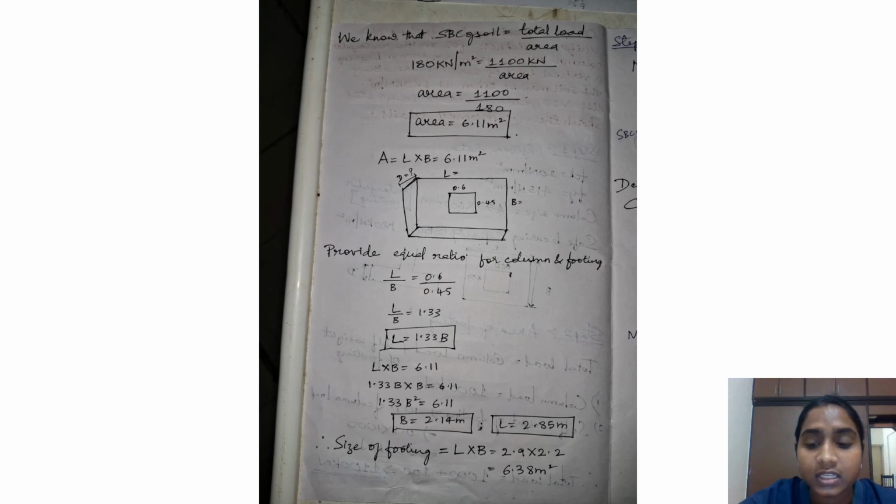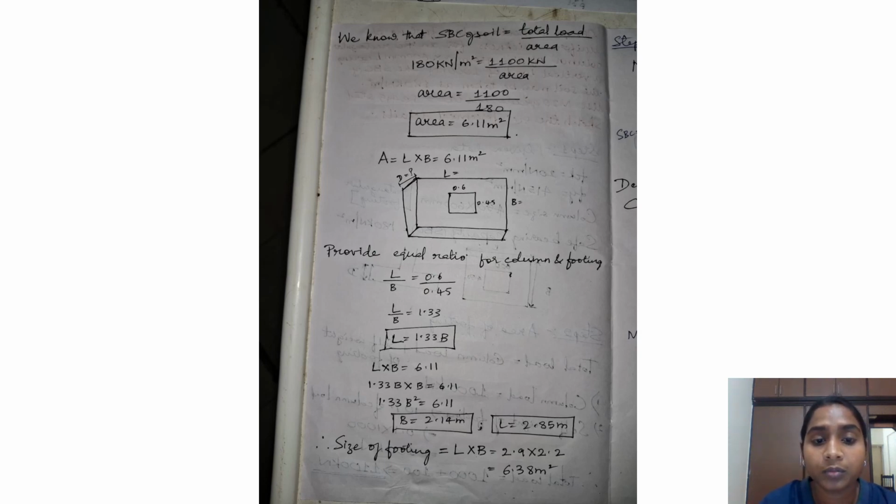Further, we know that safe bearing capacity of soil is equal to total load by area. Safe bearing capacity of soil is 180 kN per meter square and total load is 1100 kN. We have to determine the area. By cross multiplying, we will be getting area as 6.11 meter square. Then, since it is a rectangular section, area will be equal to length into breadth, which is equal to 6.11 meter square. Then we have to determine the overall length and overall breadth of the footing.